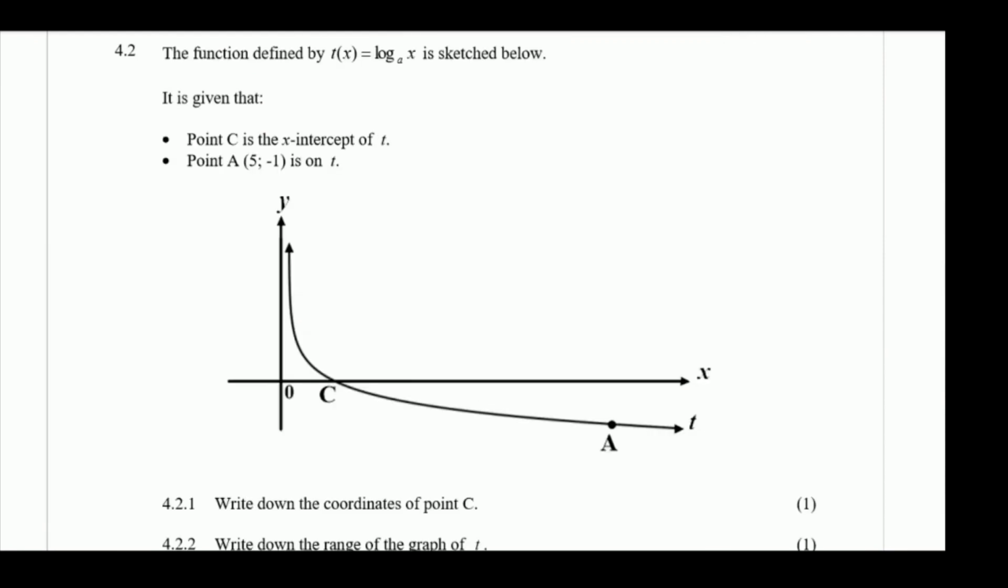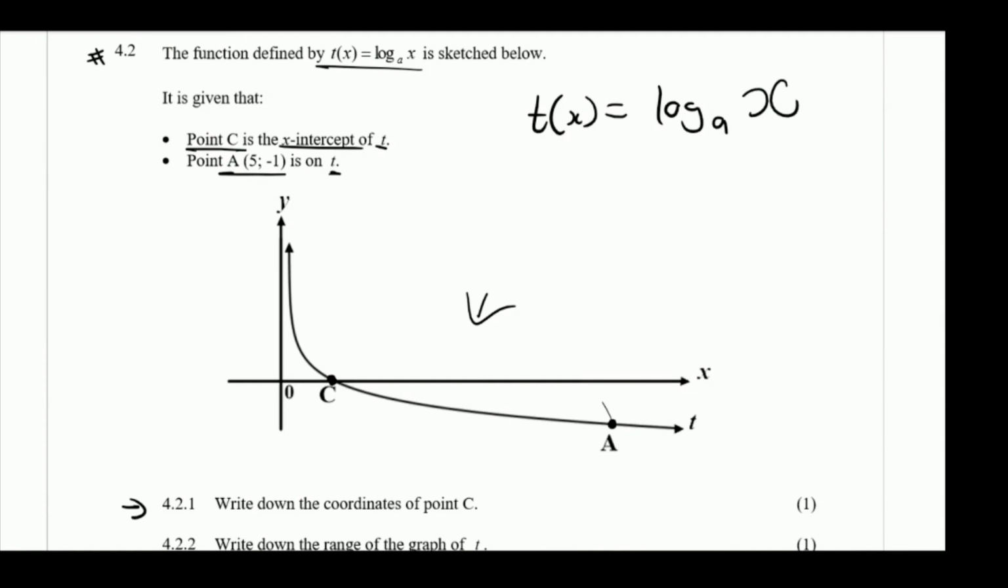So now in this problem here in 4.2, we are given a function sketched here below, and we are given that point C is the x-intercept of t, and A is just a point on t. So this is A, and this is your C. And then we are required to find the coordinates of C. So how do we find the coordinates of C? We have t of x equals log to the base a of x. So we want to find 4.2.1, right?